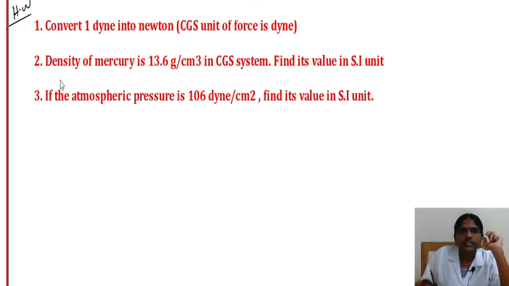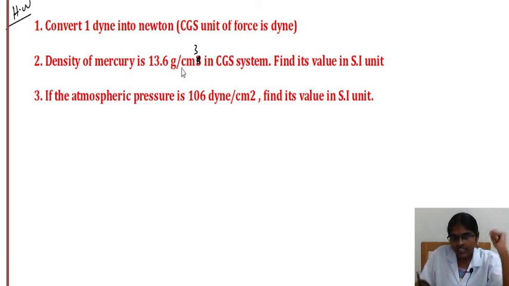And the density of mercury is 13.6 gram per centimeter cube. This 3 is in power in the CGS system. Find its value in SI unit. So the value is given in CGS unit, and we have to find what it is in SI unit. Here the quantity is density.